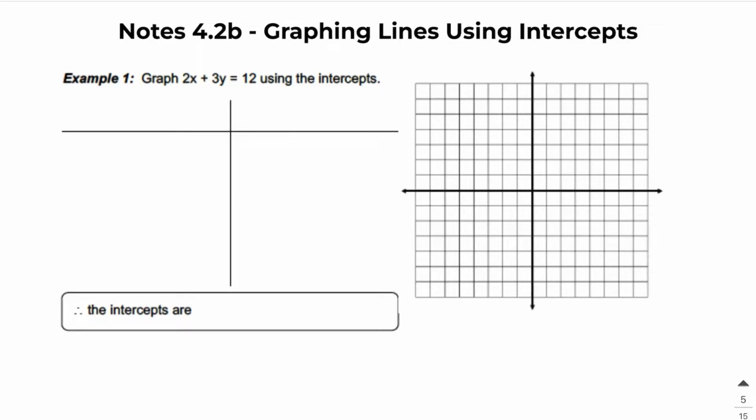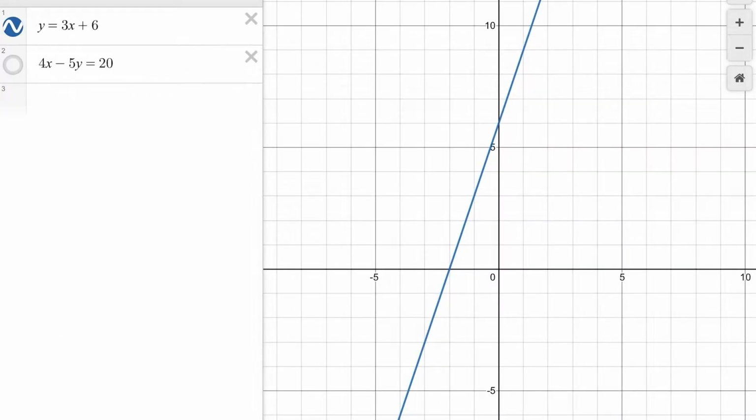Hi people, notes 4.2b are on graphing lines using intercepts. And I want to show you a few things on Desmos really quickly. So with intercepts, there are two different types of intercepts that we will be looking at. There's the x-intercept and the y-intercept.